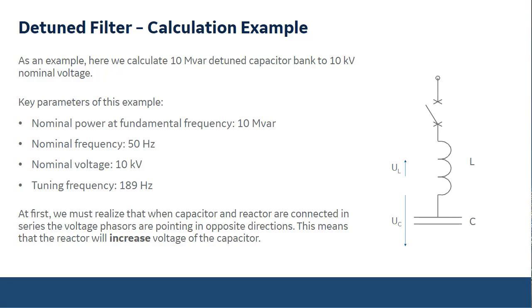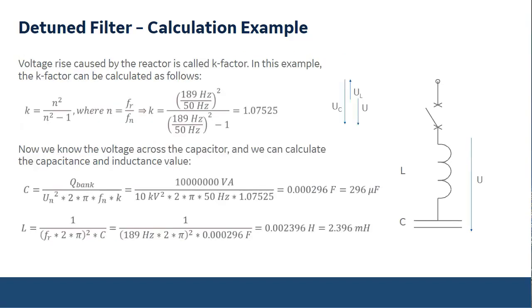This is also called the K factor, which is defined in the first equation here. You take the tuning frequency and the nominal frequency, and then you get the K factor, which tells how much the reactor will increase the capacitor's voltage. As I tried to explain, the phasors are in opposite directions, so the voltage of the capacitor is more than the network voltage.